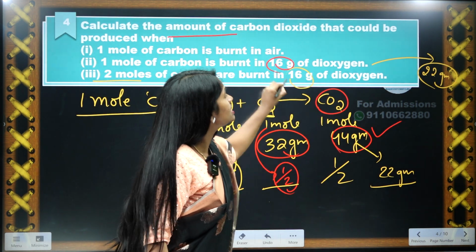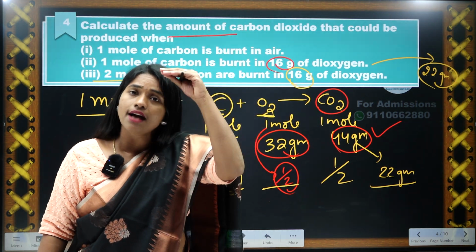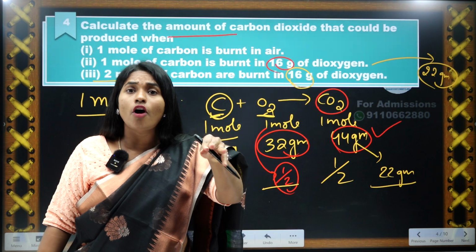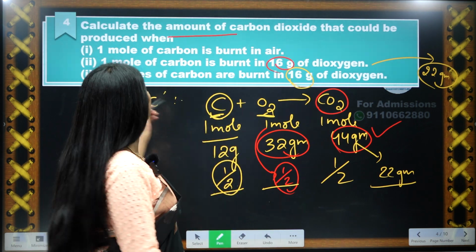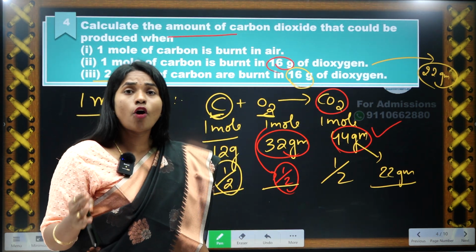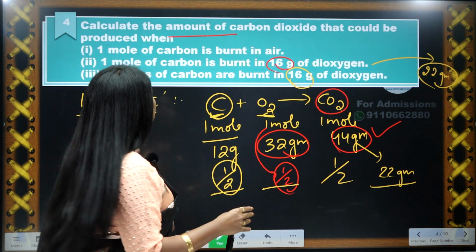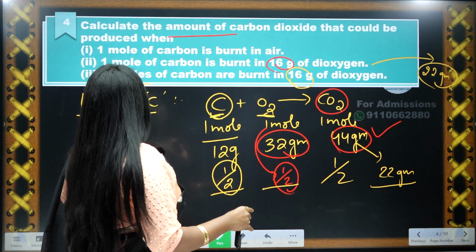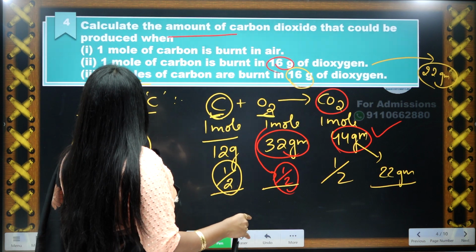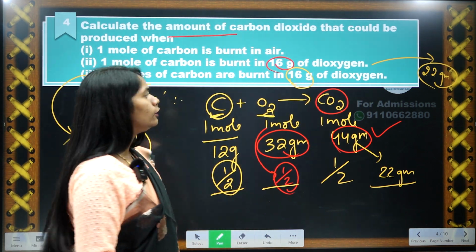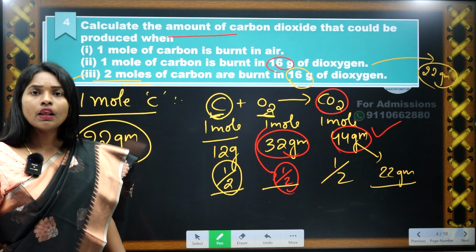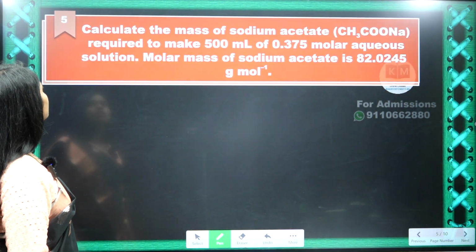But here they have given 16 gram. 16 gram means half a mole. Half a mole of oxygen can react with half a mole of carbon, and it can form half a mole of CO2, that is 22 gram. So next is part C. Part C answer is also 22 gram. Done. Now see the next question.